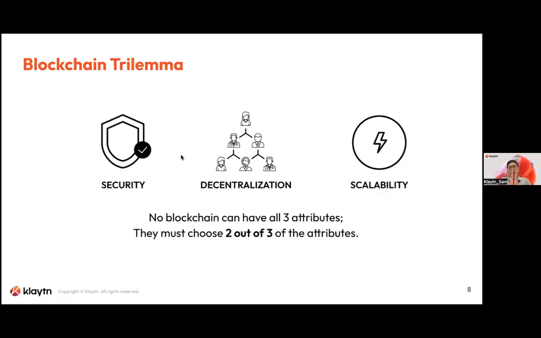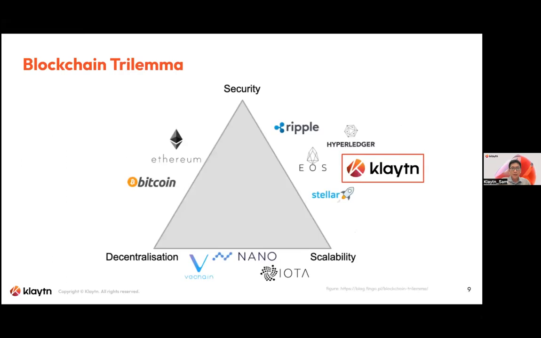Okay, continuing. On top of these fundamentals, blockchain technology is trying to solve the blockchain trilemma problem. The trilemma says no blockchain can have all three attributes: security, decentralization, and scalability. They must choose 2 out of 3. So either they prefer decentralization and security, or scalability and security, and so on. Not any of them has all 3 attributes, but they prioritize 2 out of 3. In the case of Klaytn, we prioritize scalability and security.